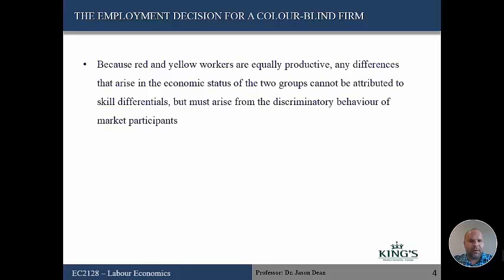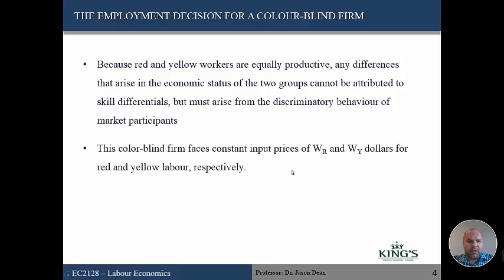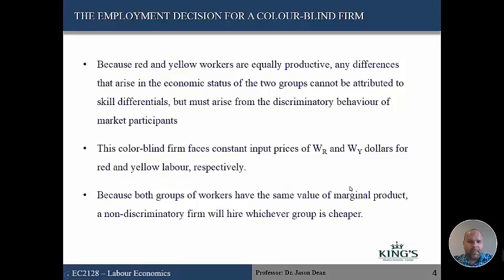Because both workers are equally productive, any differences that arise in the economic status of the two groups can certainly not be attributed to skill differences, but must be from the discriminatory behavior of market participants. The colorblind firm faces constant input prices of WR and WY for red and yellow workers respectively. And because both workers have the same value of marginal product, a non-discriminatory firm will hire whichever group is cheaper. Okay, and as I said in the previous diagram, they'll hire the yellow workers up to the value of their marginal product of labor.